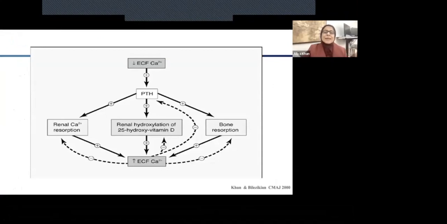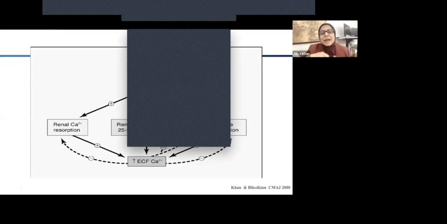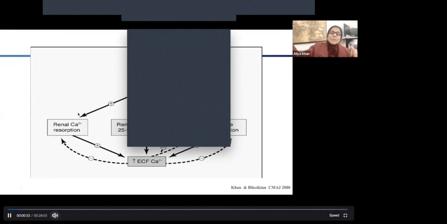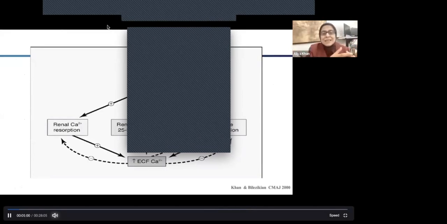As I explained previously, we know that the calcium sensing receptor in the parathyroid glands senses calcium. When calcium levels are low, it's sensed by the calcium sensing receptor, and it will increase the synthesis and secretion of PTH from the parathyroid glands. And then what PTH does is it enhances the ability of our kidney to reabsorb calcium. So calcium reabsorption through the kidney is enhanced.